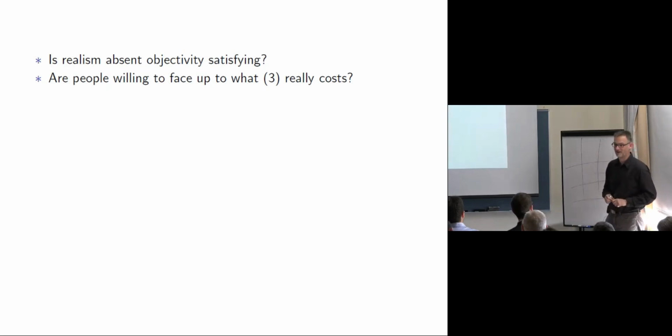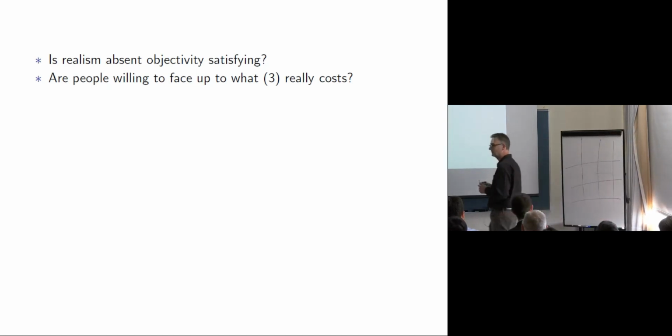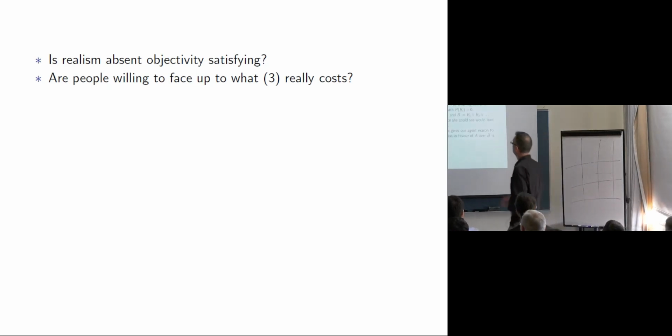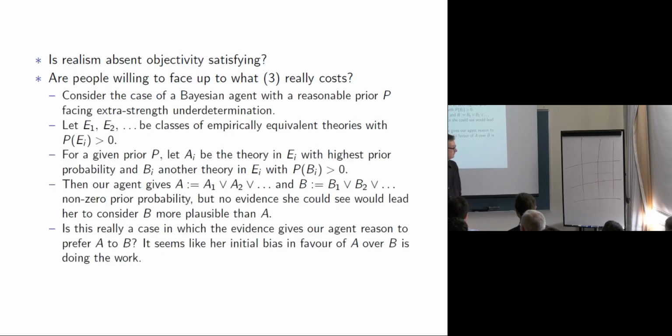The grid lines are telling us about empirical equivalence. So this is the space of all theories, and two theories get to be in the same box if and only if they're empirically equivalent. So consider the case of a Bayesian agent with a reasonable prior facing extra straight underdetermination.